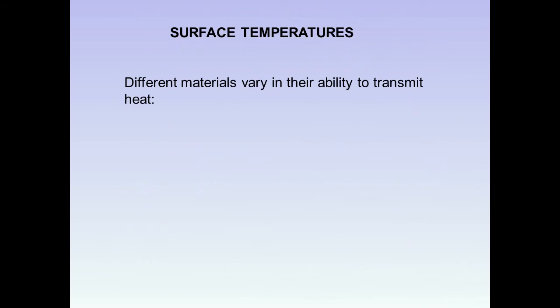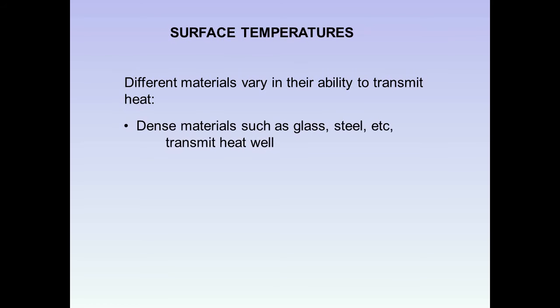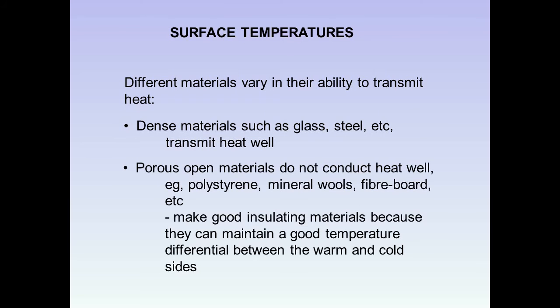It should also be considered that different materials vary in their ability to transmit heat. For example, dense materials, glass, steel and so forth, transmit heat well, whereas the more open materials such as polystyrene, fiberboard, etc. do not conduct heat well. And it's why these materials make good insulation, because they can maintain a good temperature differential between the warm and the cold.